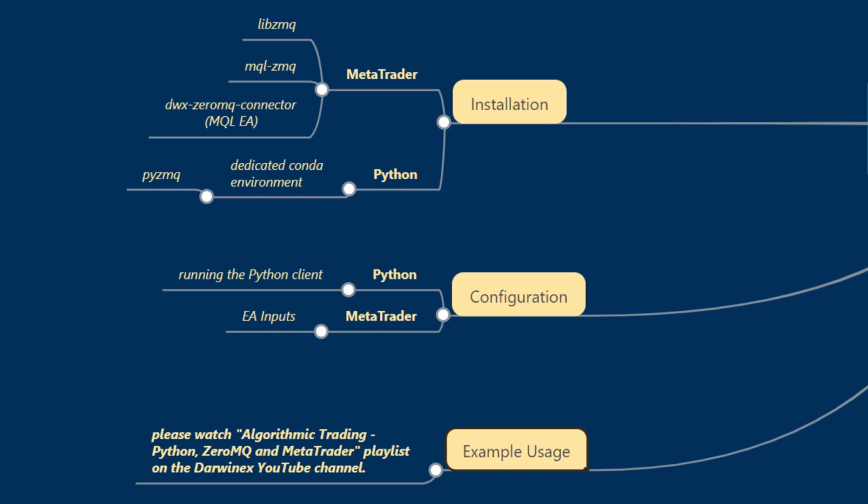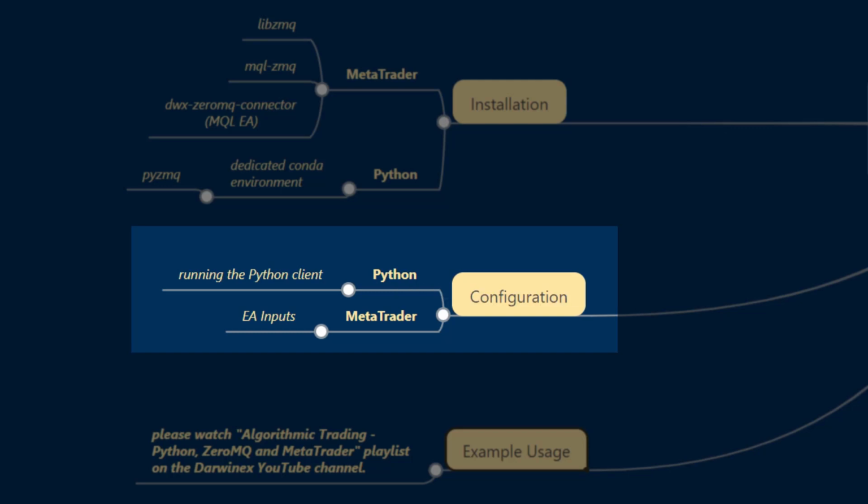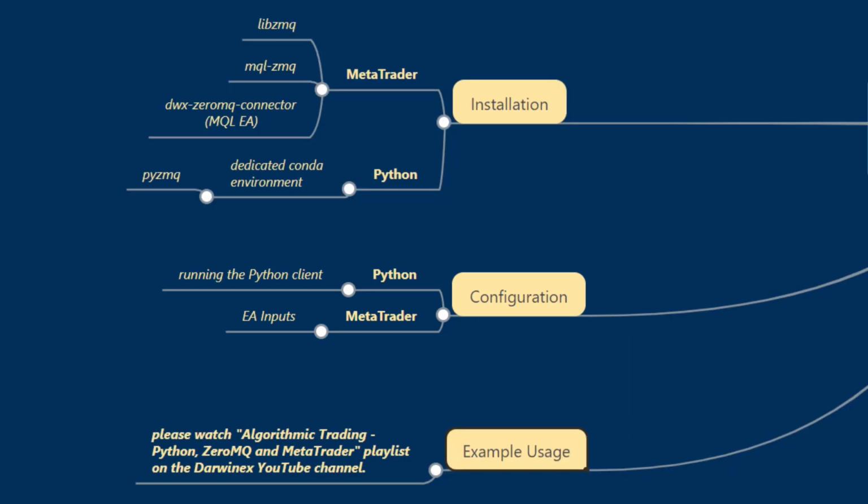We'll then move on to configuration, where we'll talk about how to configure the Python side of the application, running the example Python client that's been provided to you as part of the DWX ZeroMQ Connector project, as well as installing the MetaTrader component of the project, which is an expert advisor that enables communication via ZeroMQ with external programming languages from MetaTrader. And here we'll talk about the particular input parameters to the expert advisor that you need to have in place and configure as per your requirements in order for the bridge to be complete.